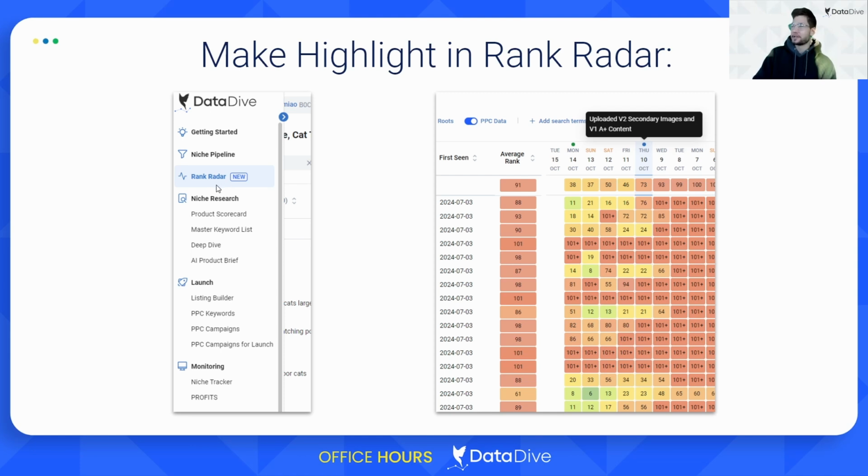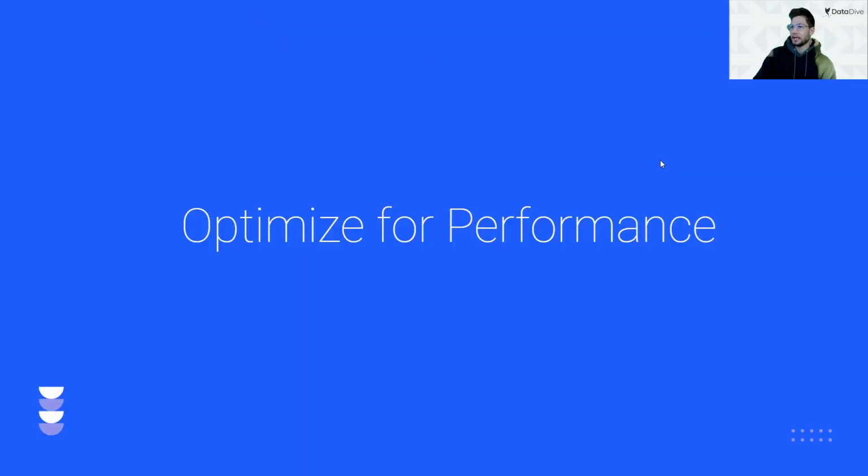So same thing we did for CTR. You can leave a highlight above the date. So here it's saying I uploaded V2 of our secondary images and uploaded V1 of our A+ content. We did this on October 10th. Pretty simple to leave that highlight.